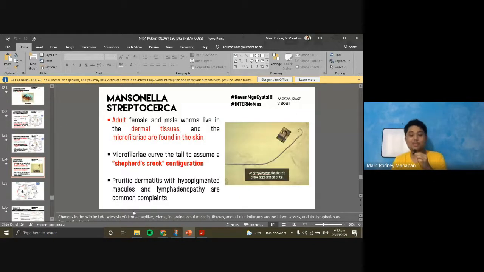And the last species of Mansonella, your Mansonella streptocerca. Now, Mansonella streptocerca is similar to Onchocerca volvulus. The adults and microfilariae can be found in the skin, in the subcutaneous tissue. A very important characteristic of Mansonella streptocerca is the shepherd's crook, shepherd's hook appearance of the tail. Here it is, the shepherd's crook. Who remembers the first shepherd's crook mentioned in protozoa?